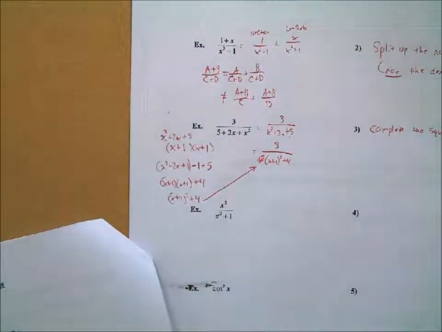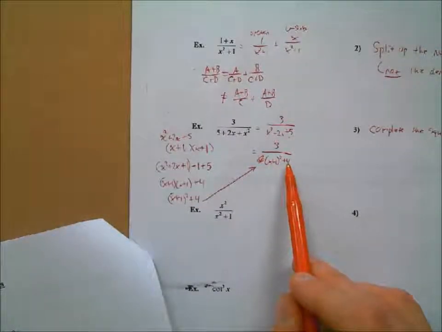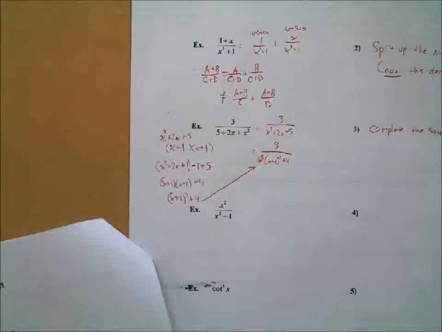Okay, and now you can see the arctangent, right? There's our u, x plus 1. Our a is 2, and then the 3 we can pull out front as a coefficient. Okay, so this is arctangent.